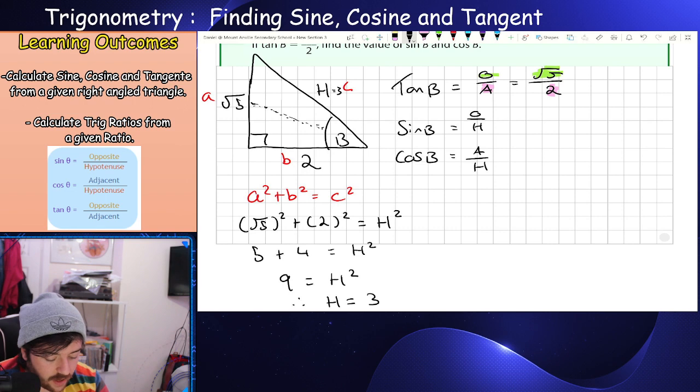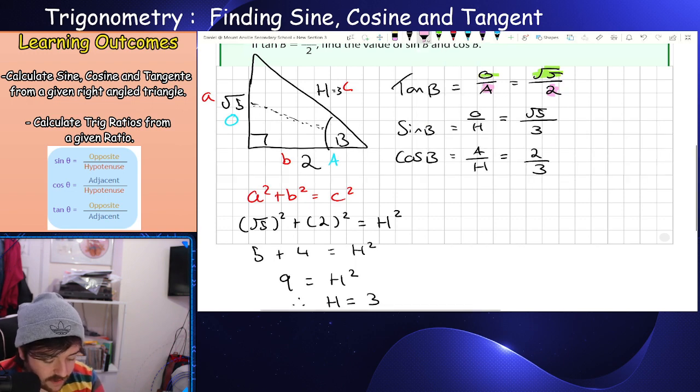And now we can calculate my sine and cosine. So sine B is equal to opposite over hypotenuse. Well, this is my opposite, this is my adjacent, and this is my hypotenuse. So my opposite is root 5, my hypotenuse is 3. So root 5 over 3 is equal to sine B. And then cosine B is adjacent over hypotenuse, which is going to be 2 over 3.